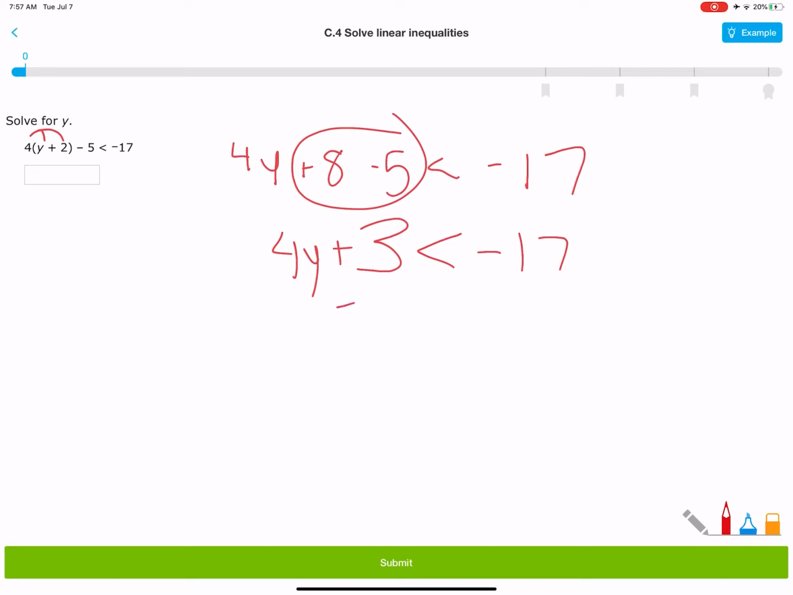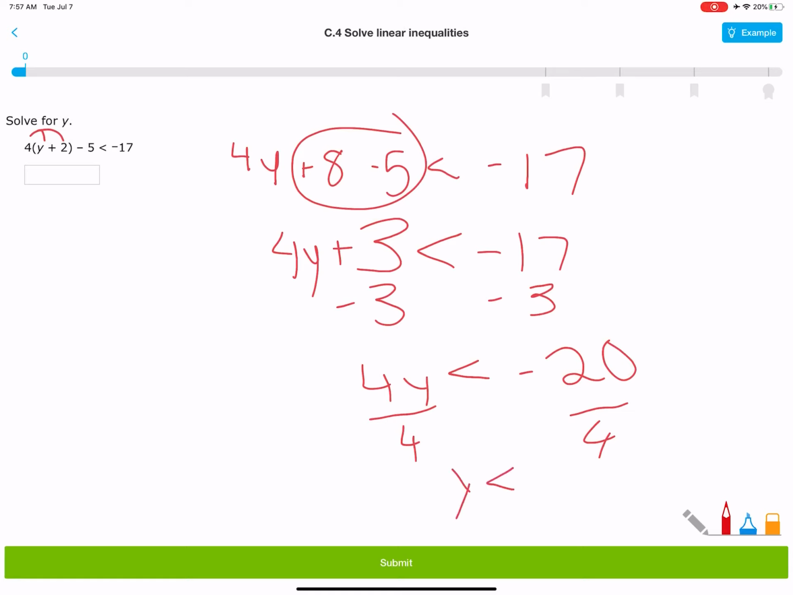And we're going to subtract 3 on both sides. So we've got 4y is less than negative 20. We're going to divide by 4. Now, if we divide by a negative, this sign would flip. But we are not dividing by a negative, so we are left with y is less than negative 5.